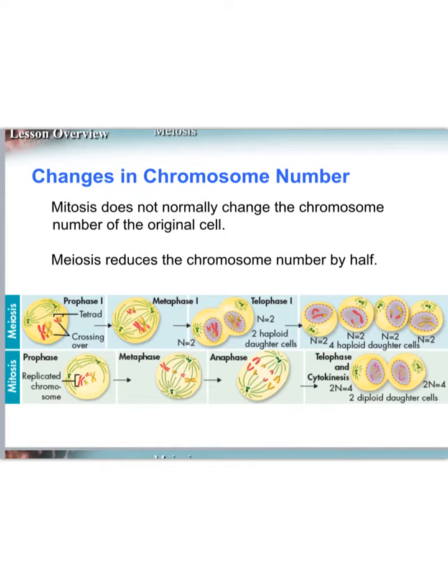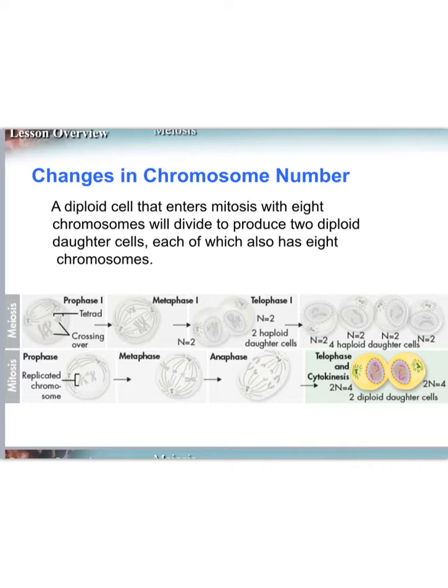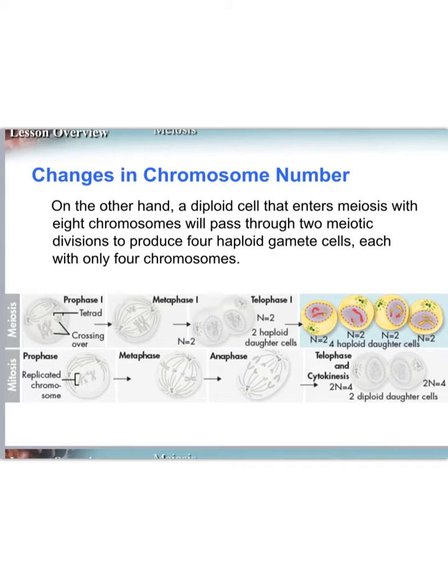Mitosis does not normally change the chromosome number of the original cell. Meiosis reduces the chromosome number by half. A diploid cell that enters mitosis with 8 chromosomes will divide to produce two diploid daughter cells, each of which also has 8 chromosomes. On the other hand, a diploid cell that enters meiosis with 8 chromosomes will pass through two divisions to produce 4 haploid gamete cells, each with only 4 chromosomes.